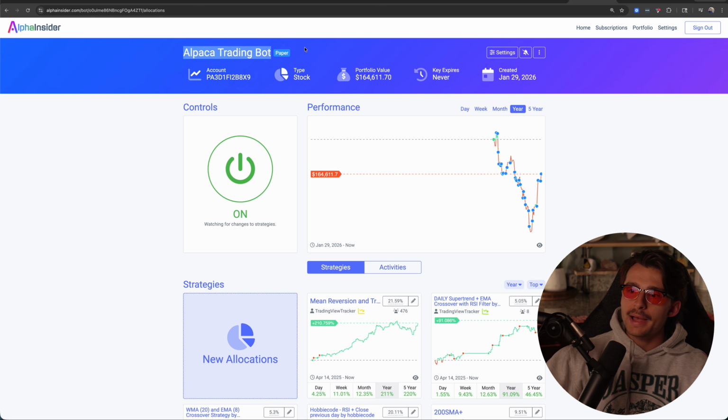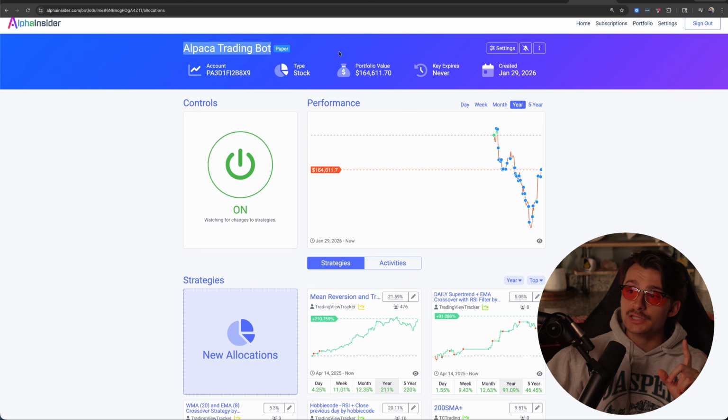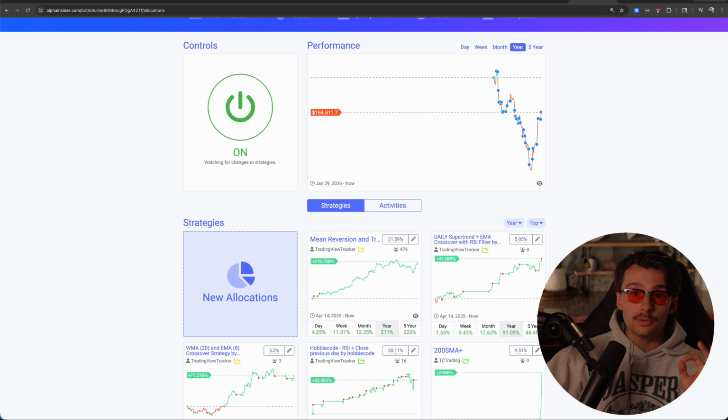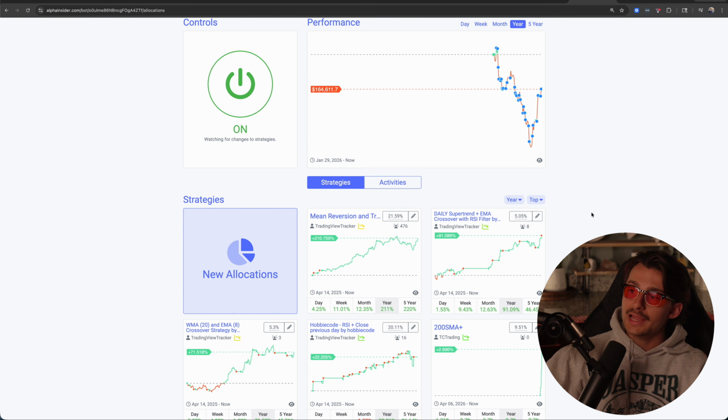Here's an example of an Alpaca paper trading bot. And by the way, if you're watching this video very, very shortly, the PDT rule has been dropped. So in the near future, we should be lowering the minimums required to have an Alpaca trading bot with live funds. In the past, it was $25,000, but that will be coming down substantially, which is going to be awesome for literally everybody. So you can see I have a bunch of different strategies.